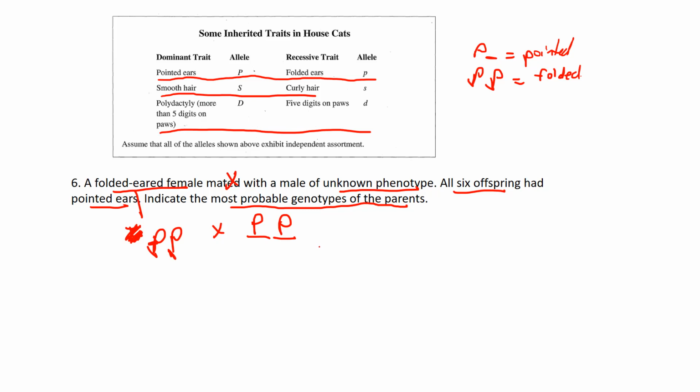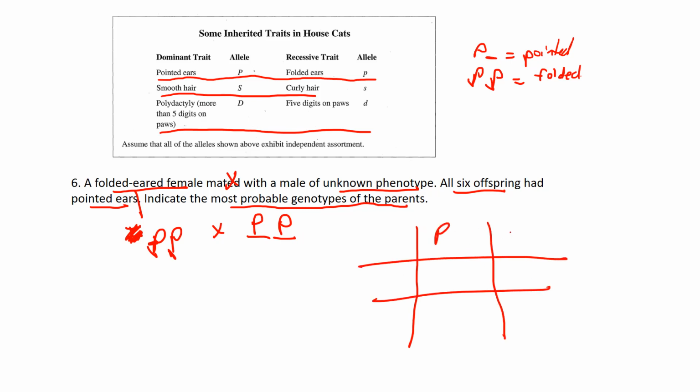Okay. Now, we wouldn't have any other information. If they had, let's say, a seventh offspring and all of a sudden there were some folded-ear offspring, then we could go back and change that. But at this point, that is our most likely probability with these two parents. And you can actually test that. If you tested that, you would always get pointed. So capital P, little p, that's pointed. And you can see right now that that's of course what you're going to get. Everything would always be pointed. So that's why we come to the conclusion that that would be the most likely genotype of this unknown male.